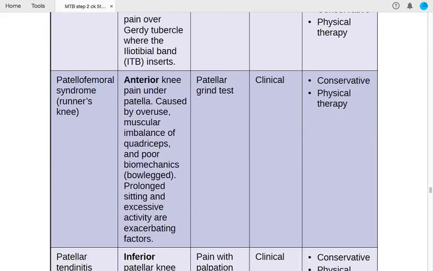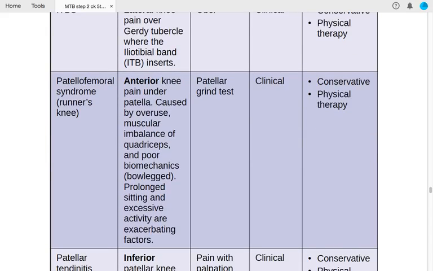Then we have patellofemoral syndrome, which is very important from an exam point of view. Patellofemoral syndrome is runner's knee. The etiology is anterior knee pain under the patella, caused by overuse, muscular imbalance of the quadriceps, and poor biomechanics like bowlegs. Prolonged sitting and excessive activity are exacerbating factors. But what is actually behind all this? There is anterior knee pain under the patella, right? And why this pain? Because of overuse and muscular imbalance.